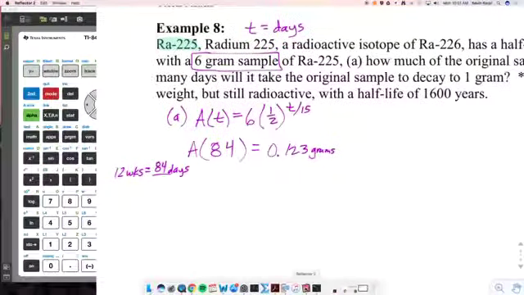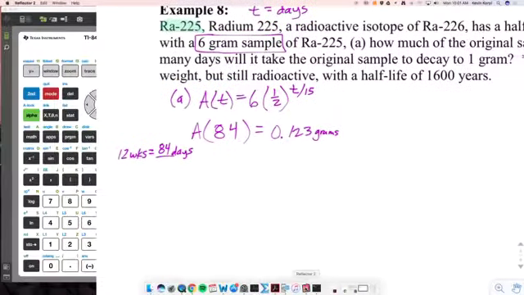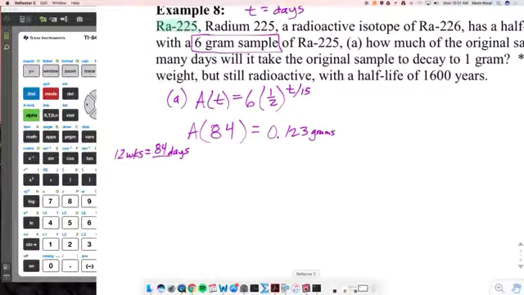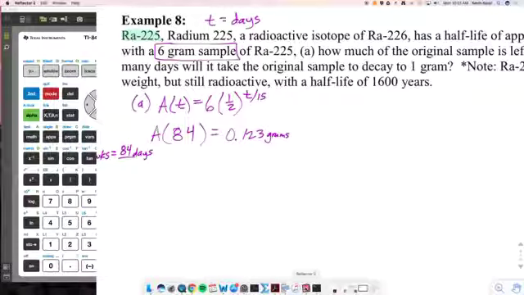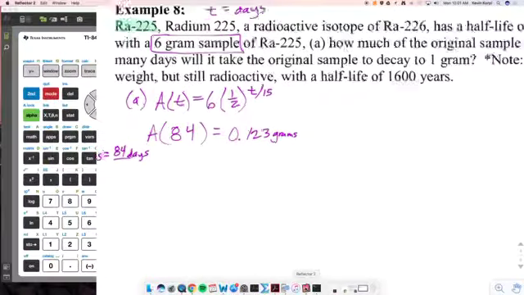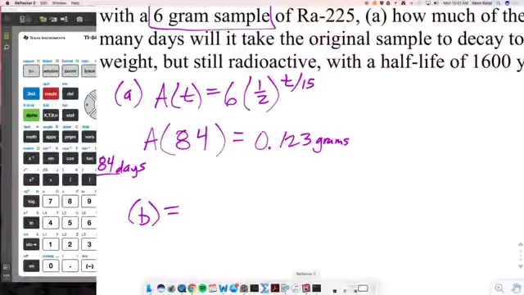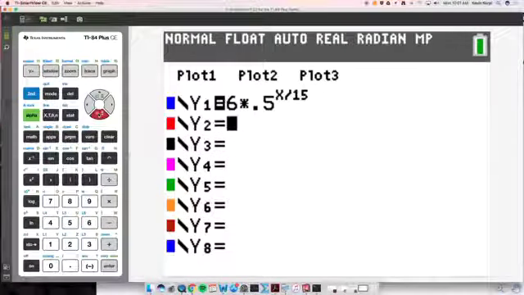Part B, the follow-up question, the second question. How many days will it take then for our original 6-gram sample to decay to only 1 gram? Well, we know for sure it's going to take fewer than 84 days, right? Because we were way less than 1 there. So in part B, instead of giving you the t value, I'm giving you the amount value. So you're going to have to show A of t equal to 1. Oops, I put B equals. I didn't mean to do that. There we go. So that's what you show me, and then underneath there, you're going to have t equals, and then you just got to find it. So if I'm giving you the y value, remember, graphically, you graph the number in a different y equals.